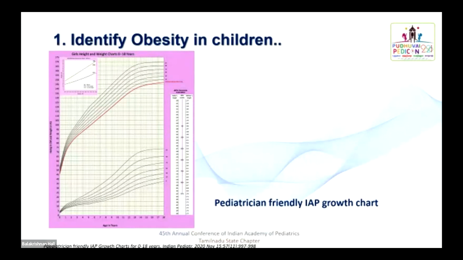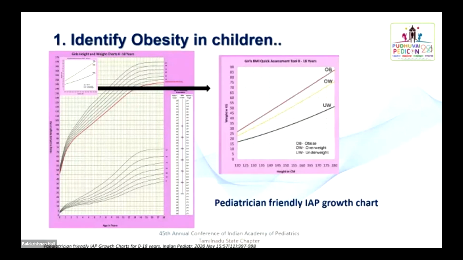For example, there is a new pediatrician-friendly IAP growth chart. This growth chart has a small box on this side, which when made bigger, shows that this is a weight for height chart for children who are more than 8 years of age. This is actually a very quick BMI screening tool, which does not need the calculation of BMI. In routine practice, when we are quite busy, it's difficult to calculate the BMI. So we can just plot the weight of the child for that particular height and decide if the child is overweight or obese. That is how important it is to plot the child on the chart to understand if the child is appropriate for his age.